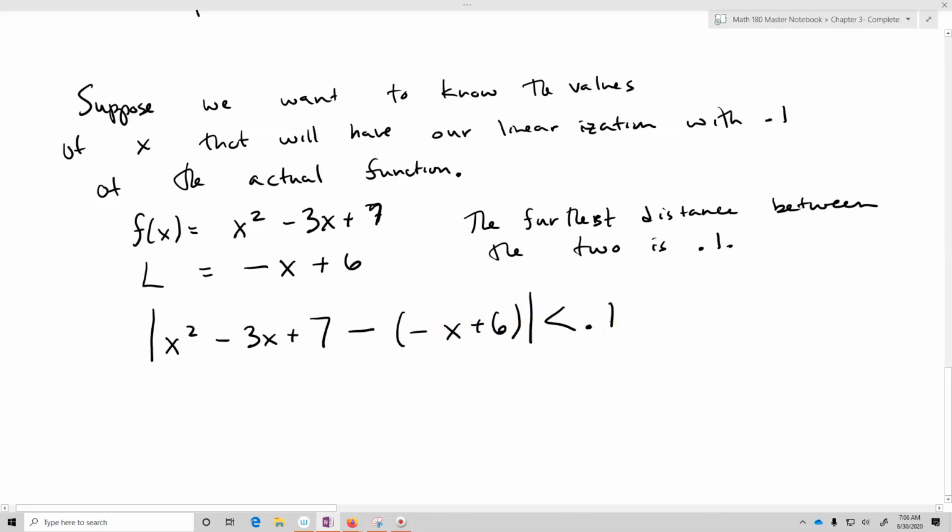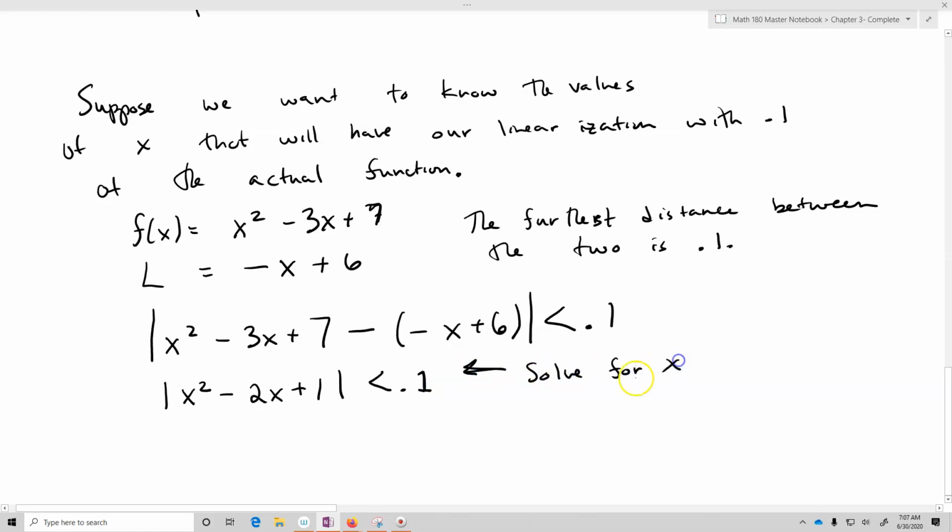Okay, so we could actually determine what value of x would make this true. So we rewrite this, that'd be the absolute value of x squared minus 2x plus 1 is less than 0.1, okay? And we could solve for x.